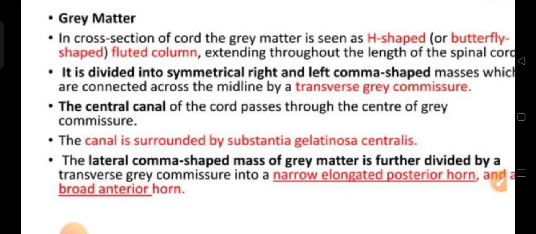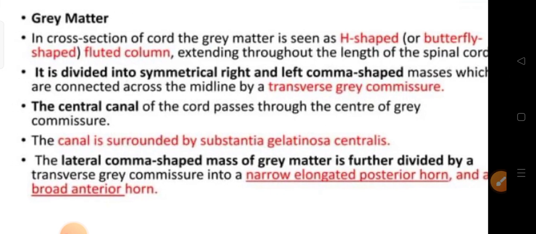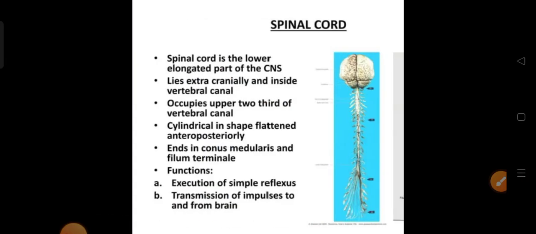Or S-shaped or butterfly-shaped, a fluted column extending throughout the length of the spinal cord. It is divided into symmetrical right and left comma-shaped masses which are connected across the midline by the transverse gray commissure. The central canal of the cord passes through the center of the gray commissure. The canal is surrounded by the substantia gelatinosa centralis. The lateral comma-shaped mass of gray matter is further divided into a narrow, elongated posterior horn and a broad anterior horn. Okay, so this is the spinal cord.